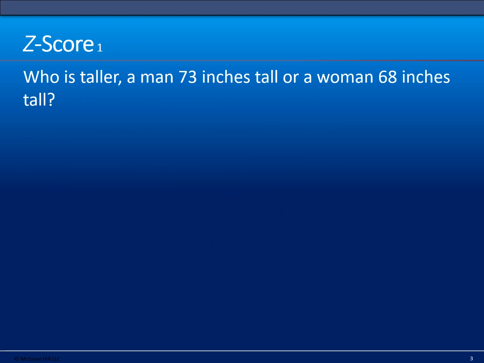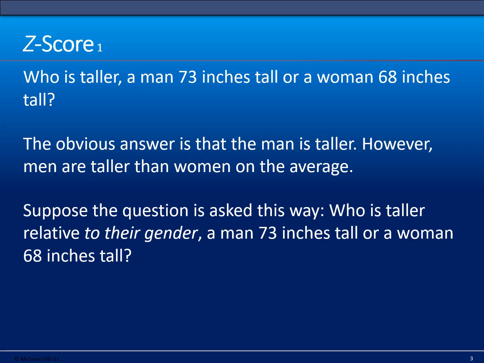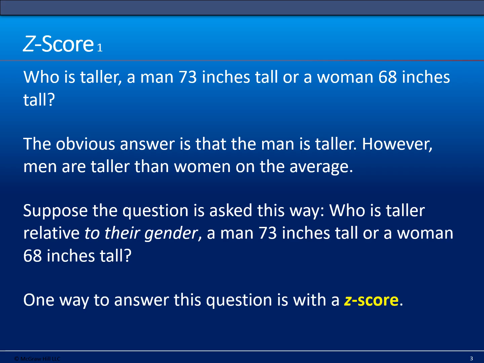So the first thing we're going to talk about is something called a z-score. What if we asked the question, who is taller, a man 73 inches or a woman 68 inches? The obvious answer is that the man is taller. However, men are taller than women on average. Suppose the question is asked a different way. Who is taller relative to their gender? A man 73 inches tall or a woman 68 inches tall?